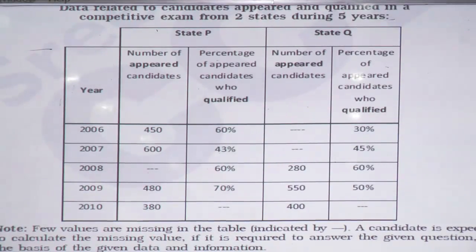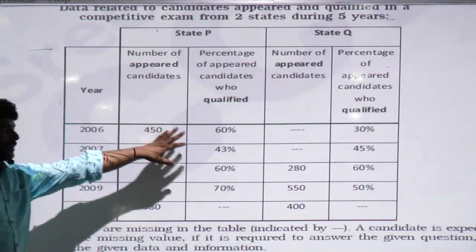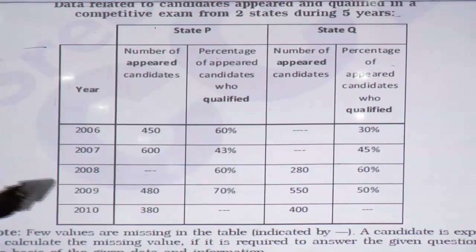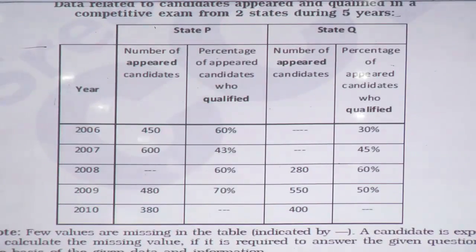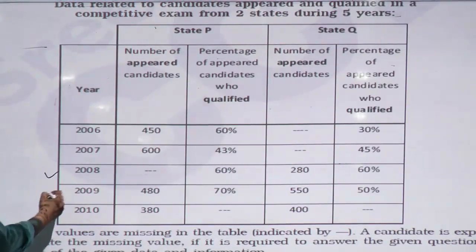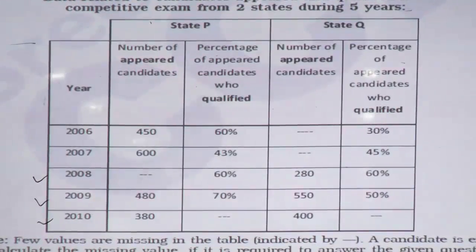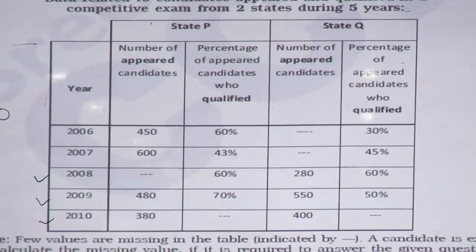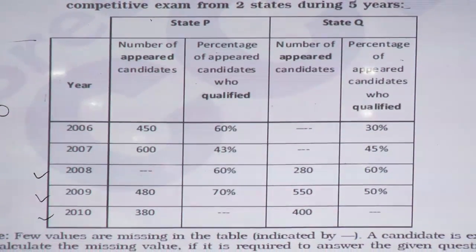Right, this is about state P, candidates who have appeared, and then percentage of qualified candidates. Here also this is for state Q. Now 41, if the average number of qualified candidates from state Q in 2008, 9, 10, is given as 210, so total becomes 630. Now what is the number of qualified candidates from state Q in 2010? This is what you are asked for.